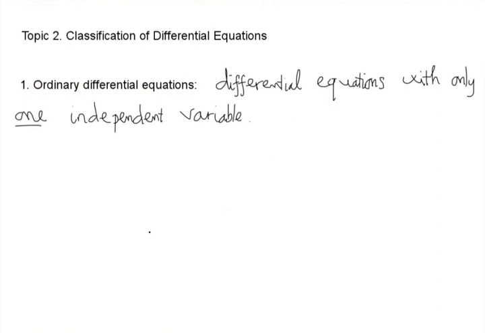So in the previous topic, we have seen several examples of differential equations, and all of them are actually ordinary differential equations because we only saw one independent variable, either x or t. Ordinary differential equations are also known as ODE.